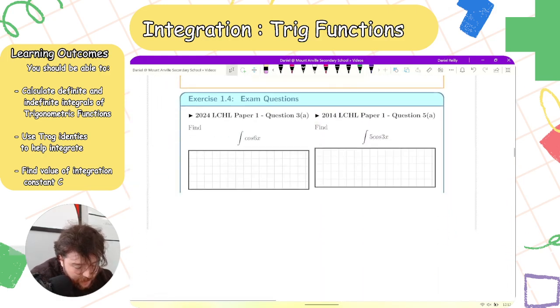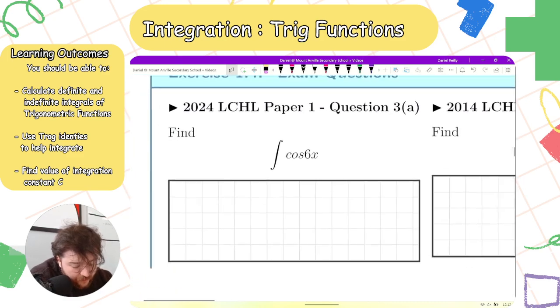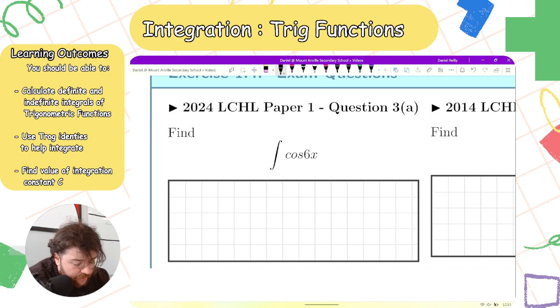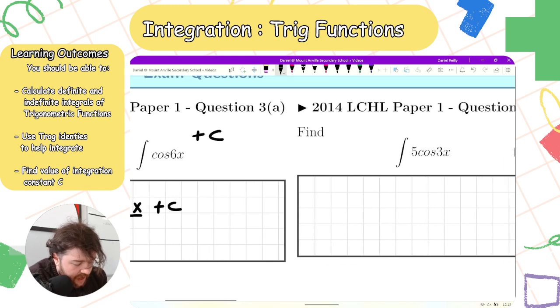Right. Let's have a look at some questions here. 2024: find the integral of cosine 6x. This is an indefinite integral, so we need to remember to add the plus c. Cosine goes to sine, so it's sine 6x divided by 6 plus c.